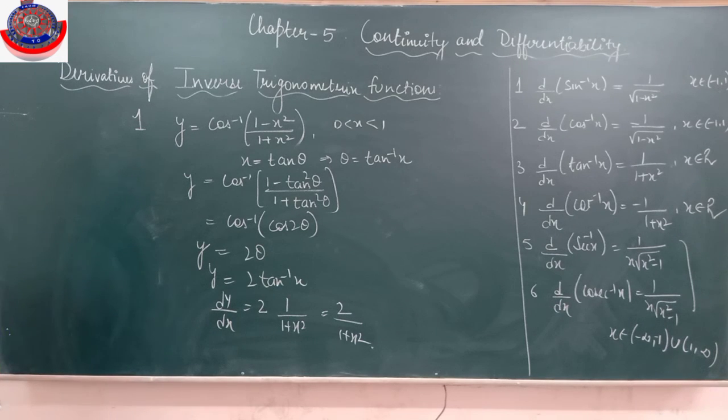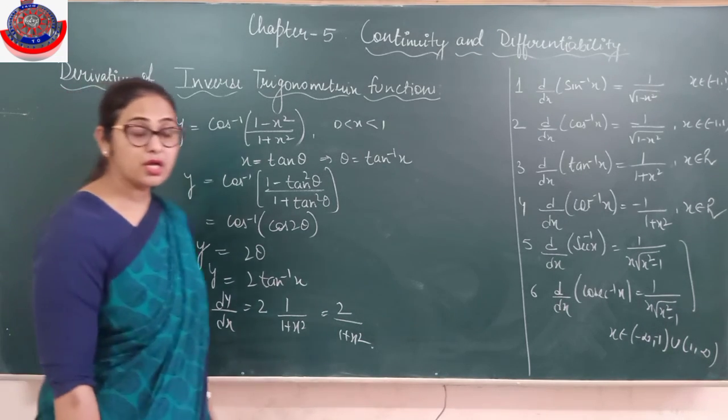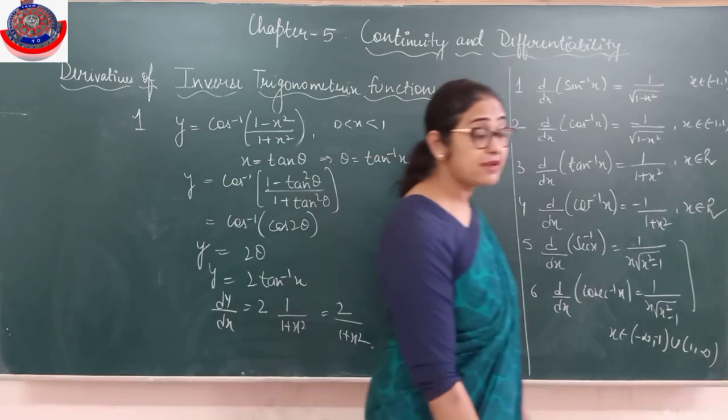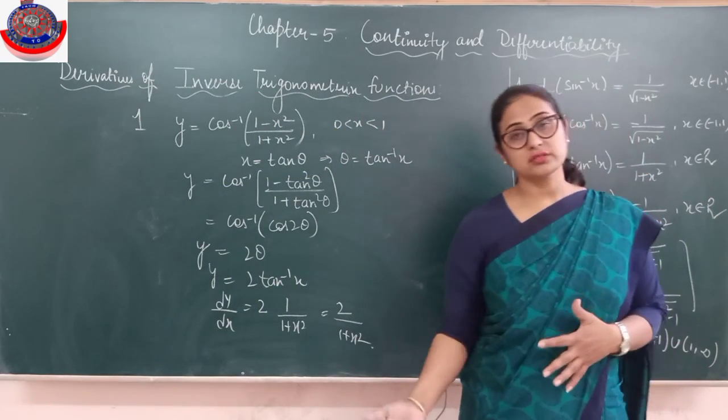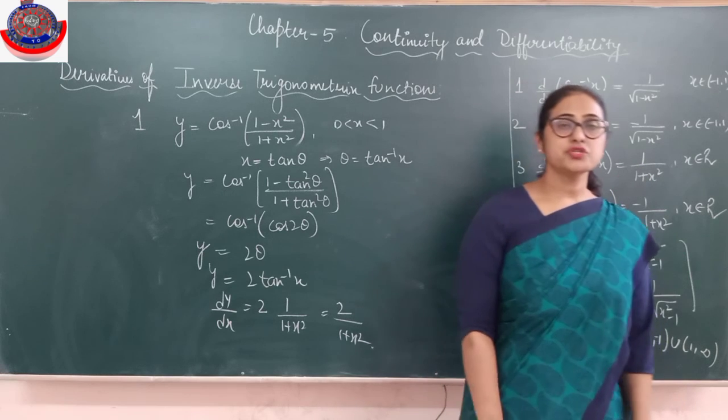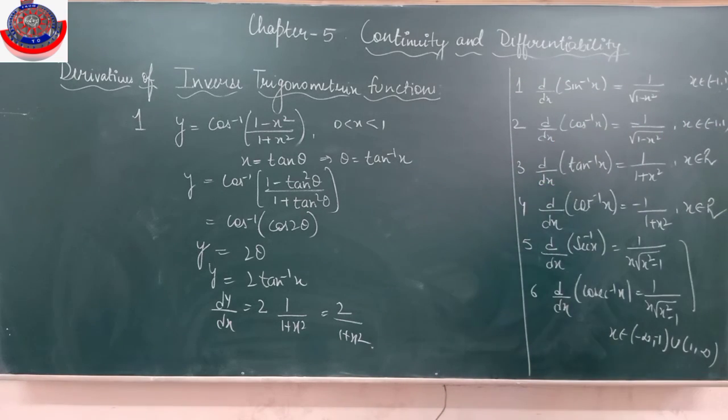So this is what you have to do. You just have to see the formula or some standard substitution, like for 1 minus x square we put sine or cos, whatever we have done in inverse trigonometry. So those basic rules you have to apply to differentiate the inverse trigonometric functions.